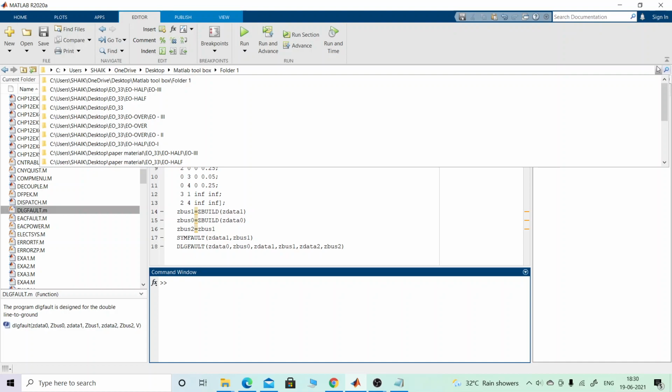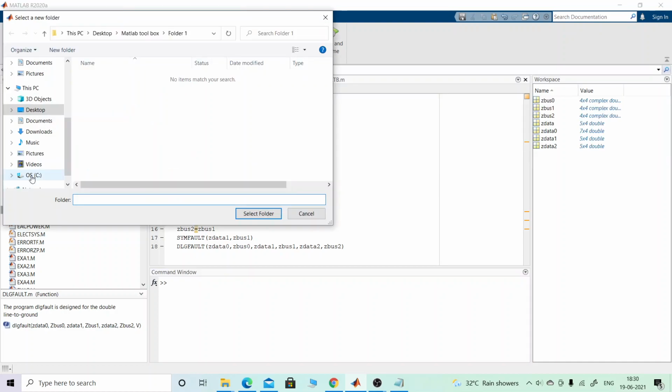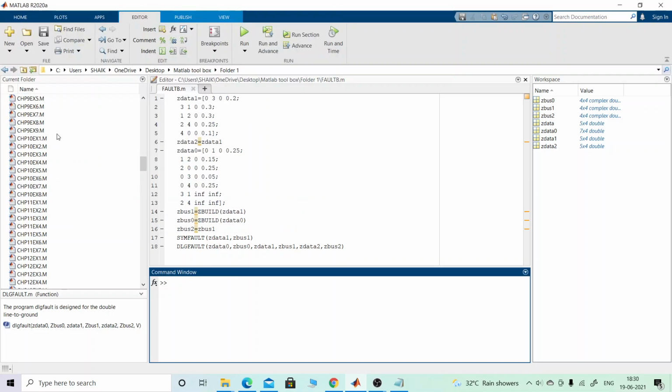If you are not able to get this one, you can go here by selecting this folder, then go to the particular place, either C colon or D colon, where you can get the particular folder, then open that one. On opening that one, you can find a list of the MATLAB programs, and type the values. That's what I have explained.